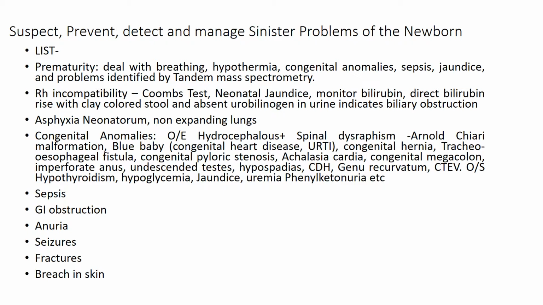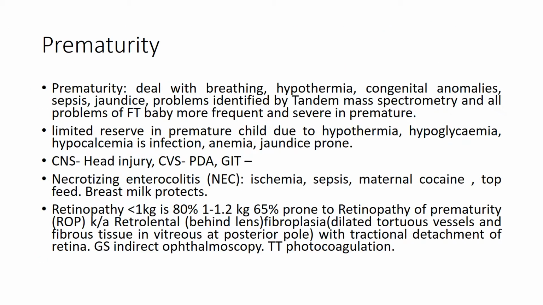After some time, look for sepsis, look for GI obstruction, look for anuria, seizures, fractures, or breaches in skin. Prematurity: you have to deal with breathing, hypothermia, congenital anomalies, sepsis, jaundice, problems identified by TMS or tandem mass spectrometry, and all problems of a full-term baby, which are more frequent and severe in premature. Limited reserve in a premature child due to hypothermia, hypoglycemia, hypocalcemia makes it infection, anemia, jaundice prone.